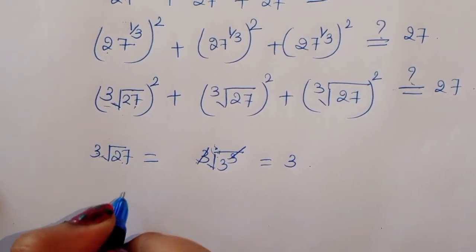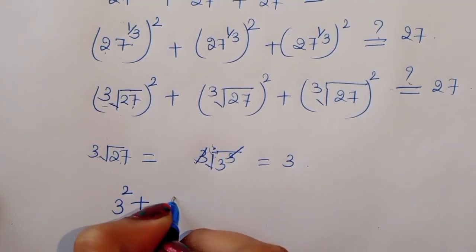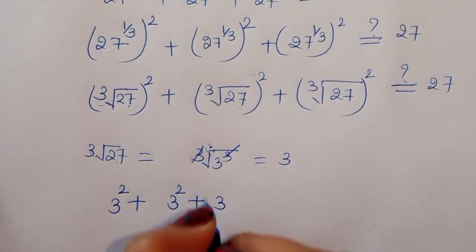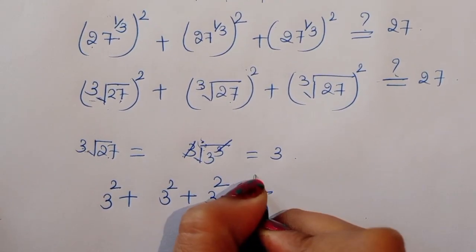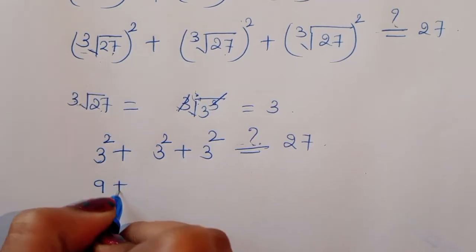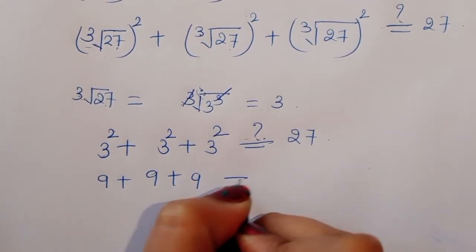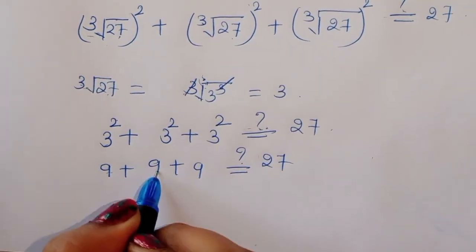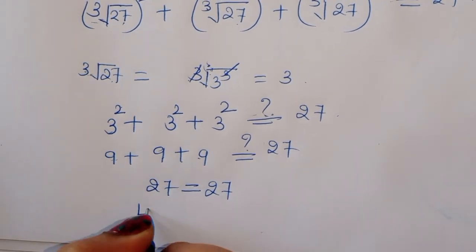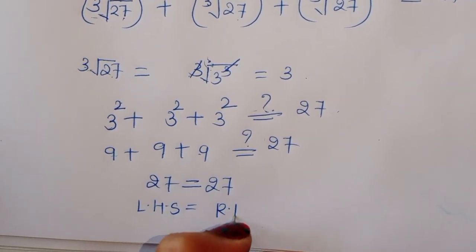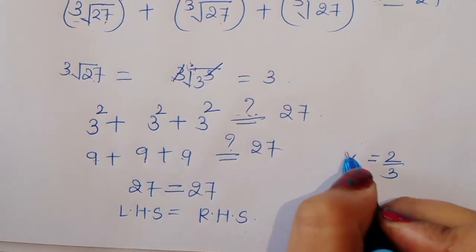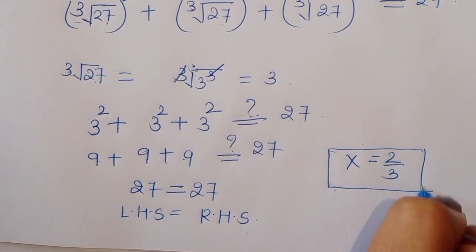So we can write 3 square plus 3 square plus 3 square equal to 27. We have to verify this. 3 square is 9, plus 9 plus 9, equal to 27. 9 plus 9 plus 9 is 27, which is equal to 27. Means LHS is equal to RHS. Therefore we can say x is equal to 2 by 3. This is the correct solution. Thank you.